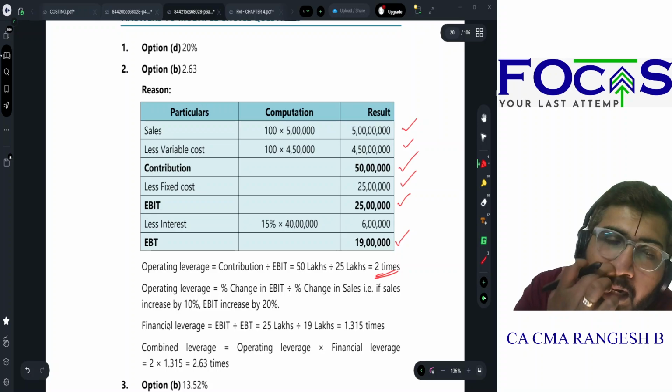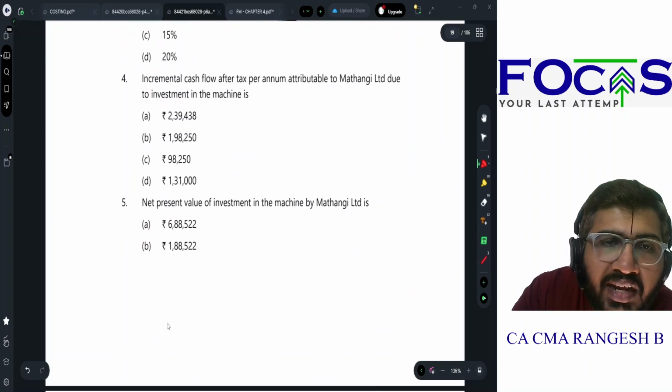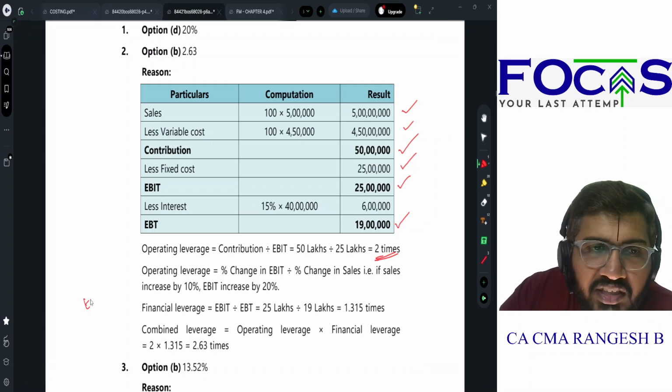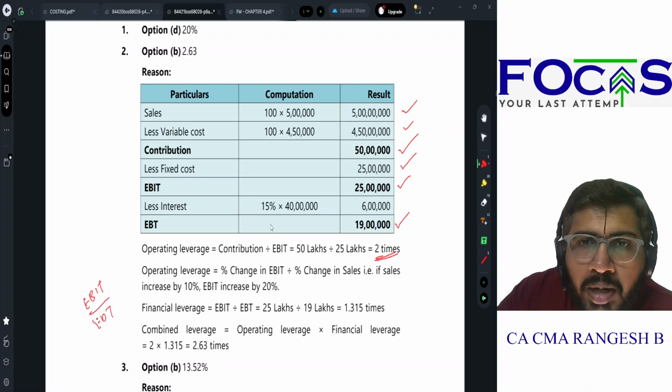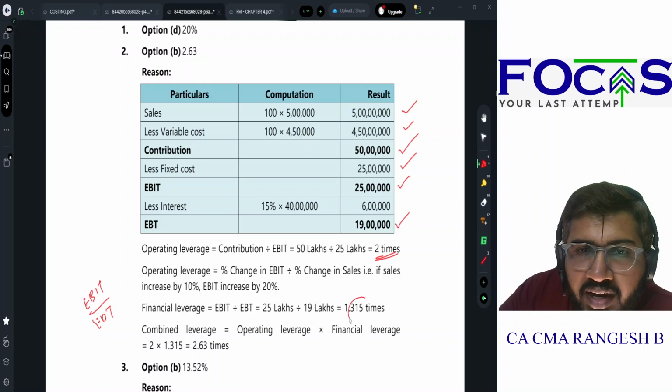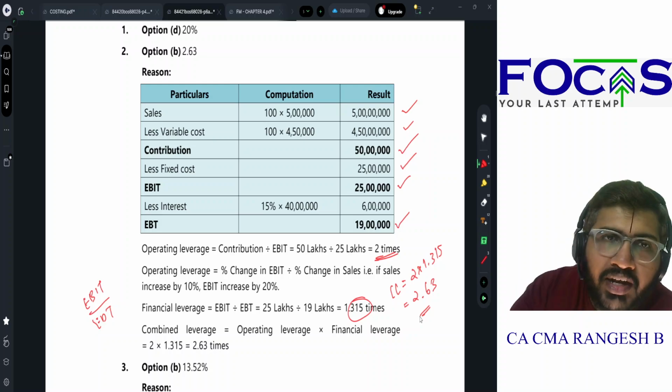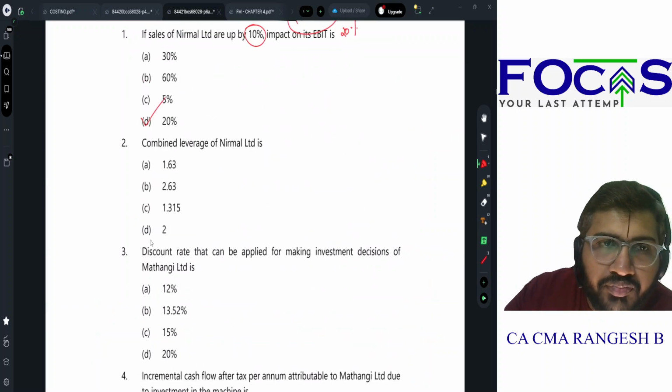Now second requirement, what is the combined leverage? So operating leverage 2 calculate பண்றோம். Financial leverage is EBIT by EBT. EBIT by EBT is 25 divided by 19, 1.315. So my combined leverage is 2 into 1.315, which will be 2.63. This is my combined leverage, which is your option B.